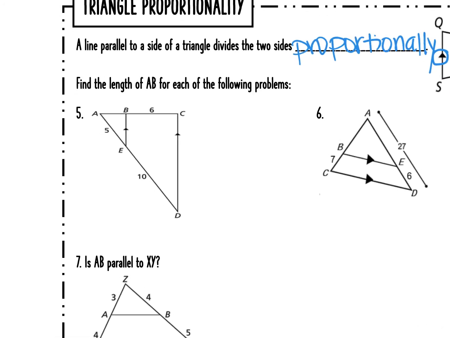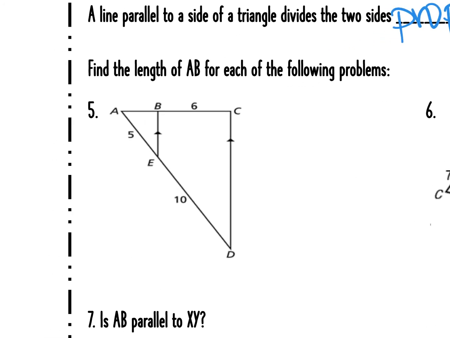All right, so let's look at number 5. It says find the length of AB for each of the following problems. So first thing we want to do is identify AB, which is right up here for this problem. And we're going to go ahead and put X because that's what we want to solve for. For these problems, you're going to want to set up your proportions, and you're going to fill it in exactly how you see it in this picture, okay?